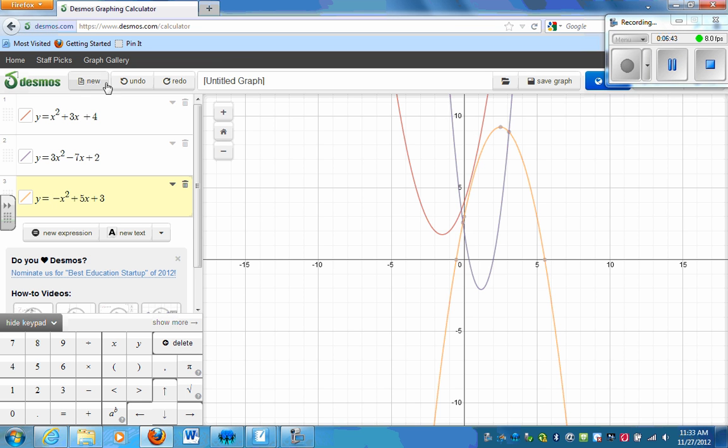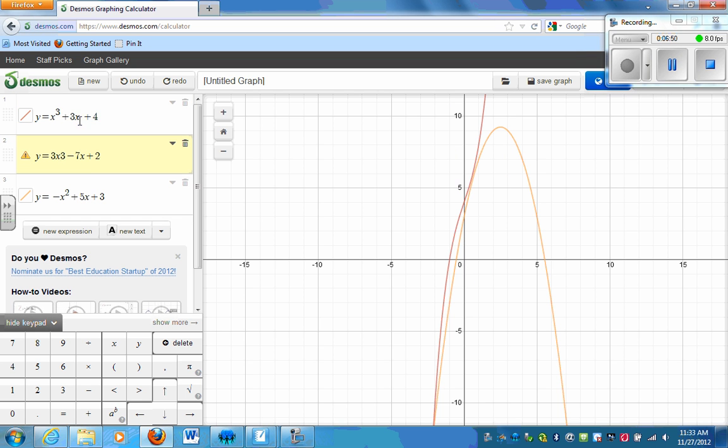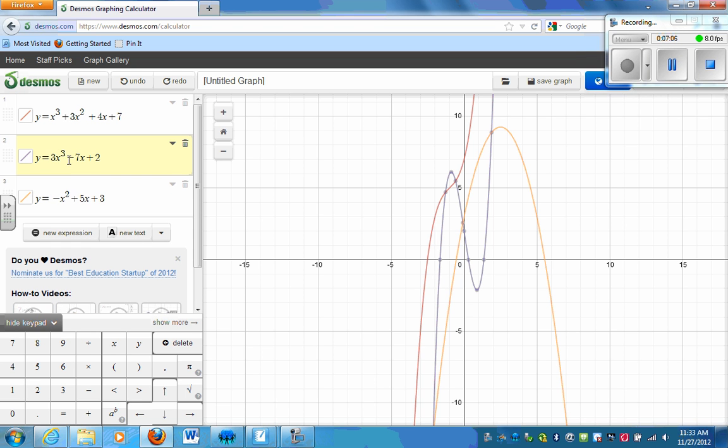Okay, next thing we're going to look at is a cubic. So now let's raise all of these things to the power of 3. And let's add a squared term in. And we could add 4x plus 7. Okay. We got to raise that to the power of 3.